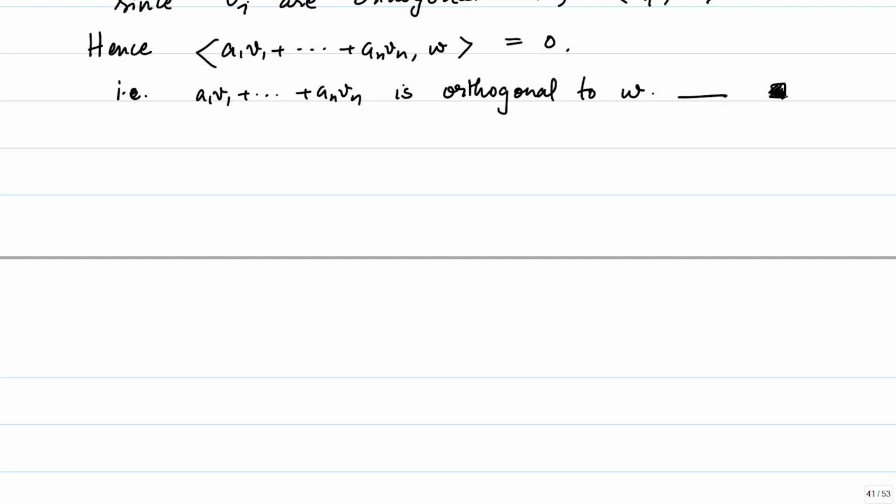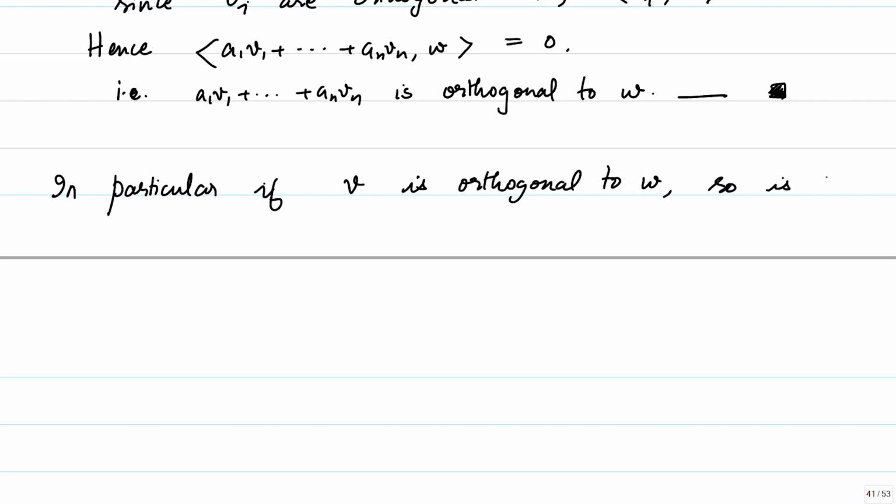In particular, if we take some vector v which is orthogonal to w, and if you look at any vector in the subspace spanned by v, that will also be orthogonal to w because it's a linear combination of v. So in particular, if v is orthogonal to w, so is c times v, where c is a scalar, and hence any vector in the entire subspace will be orthogonal to w.